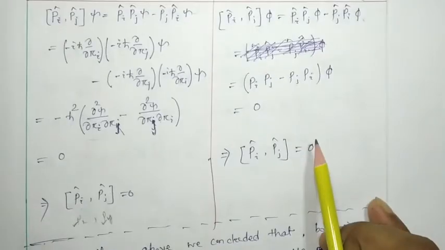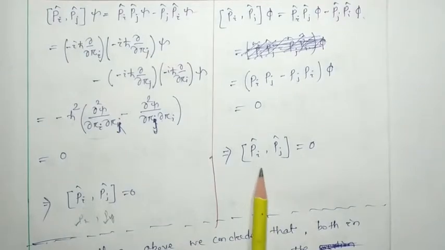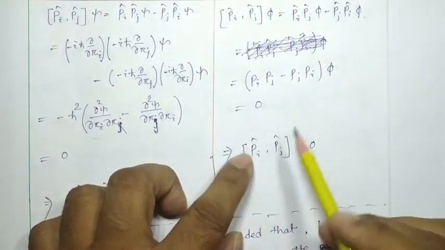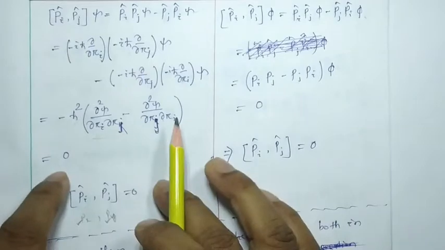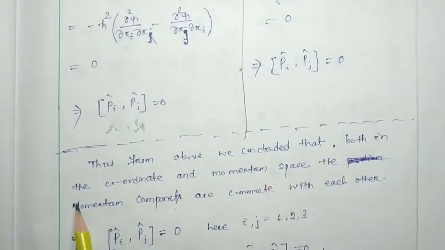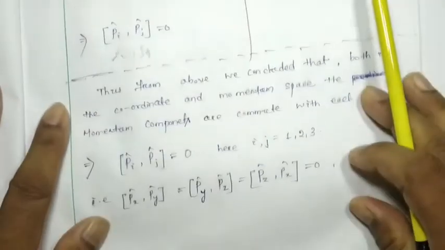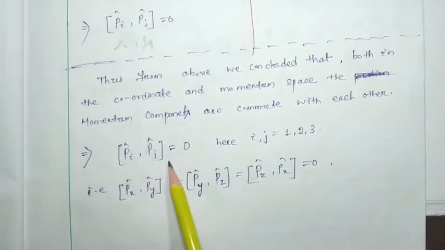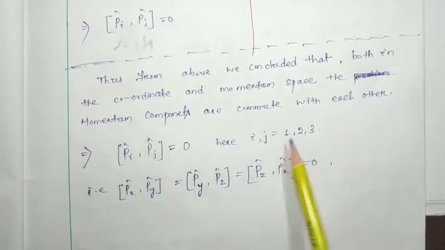Hence we found that in both coordinate space and momentum space, the different components of the momentum commute with each other. This is the commutator bracket: one component of momentum with another component of momentum in the momentum space will be equal to 0, and in the coordinate space also equal to 0. Thus from the above discussion we concluded that in both the coordinate and momentum space, the momentum components commute with each other, that is [pi, pj] will be equal to 0. Here i and j can be 1, 2, 3, that is x, y or z.